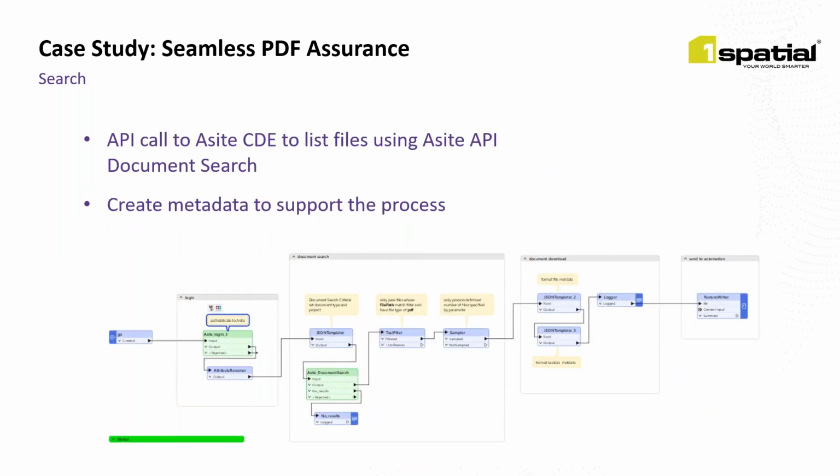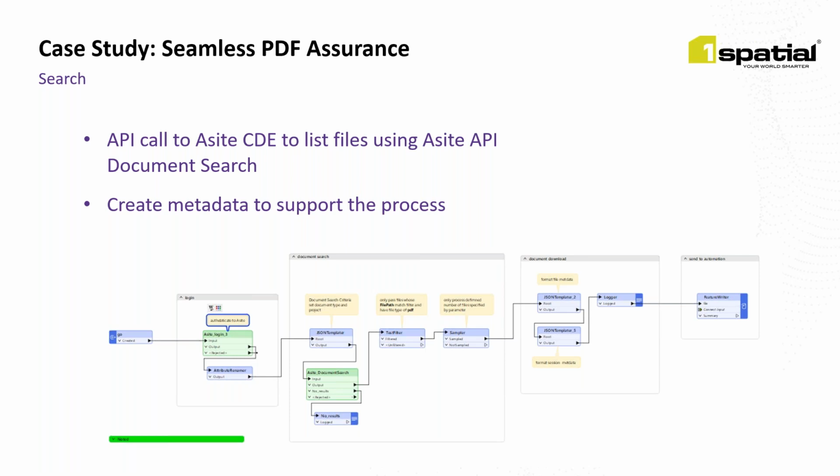The search part of the process uses the ASITE API. And in this case, we're using an API call called the document search. This document search can also be used to filter files and list out files of interest. So in this case, we were building up an upload package, again using the JSON template to build our query, and then the HTTP caller to make the request. We can then see we are using other transformers like the JSON fragmenter and the JSON flattener to get this information out into sensible information.